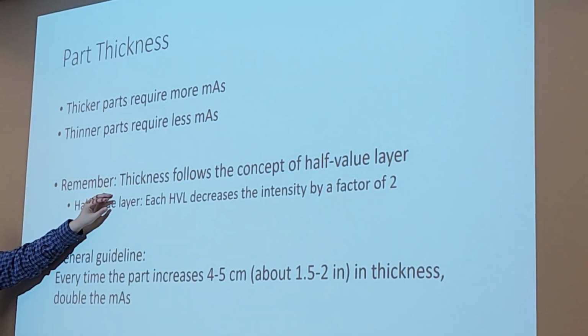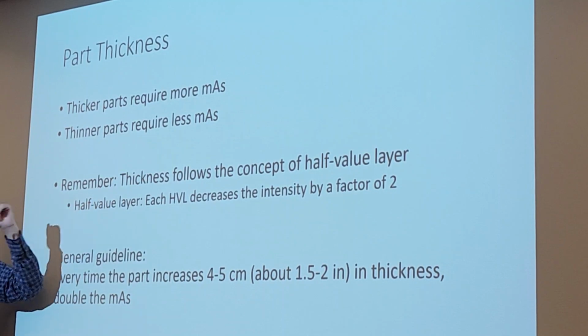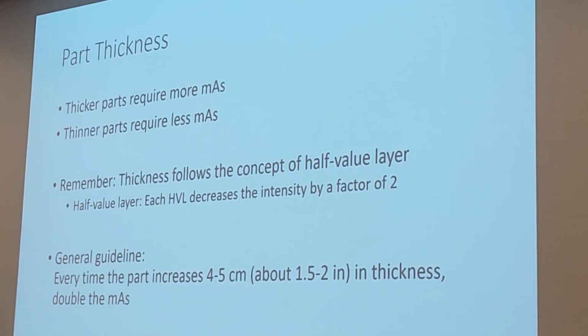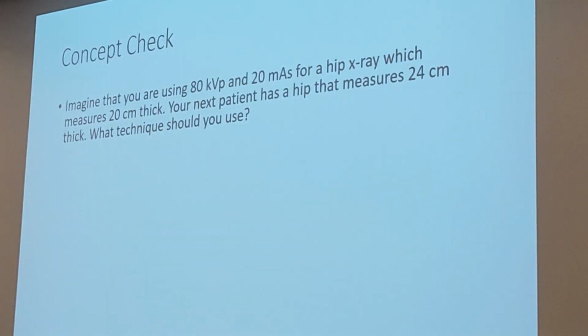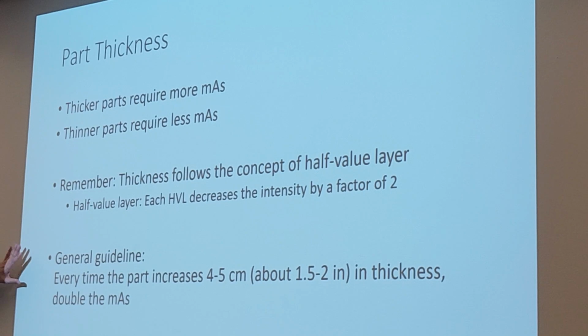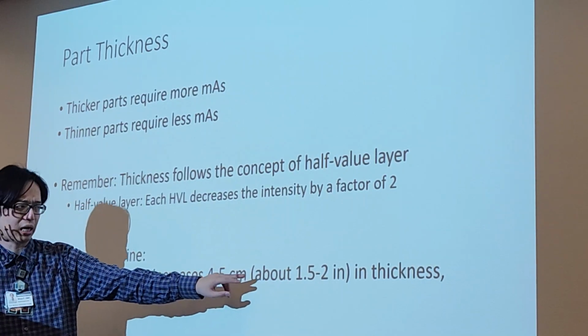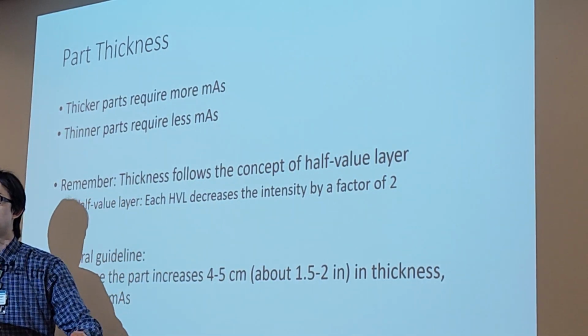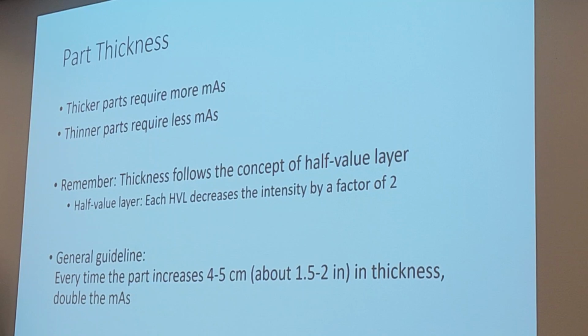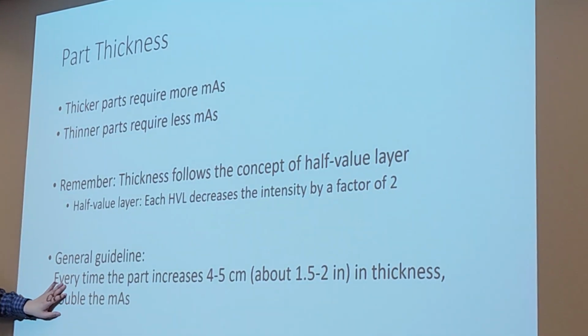Normally, we want to keep the intensity the same. So what would we need to do to change this? Increase the mass, right? Anytime we see decreased intensity, we're going to want to increase the mass. So every time the part increases about 4 to 5 centimeters, so that's about 1.5 to 2 inches in thickness, the intensity is going down. So we need to increase the mass.